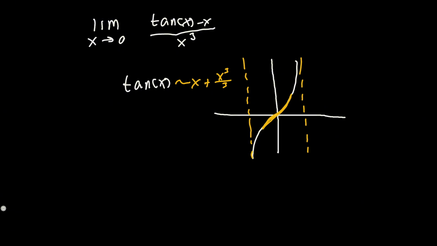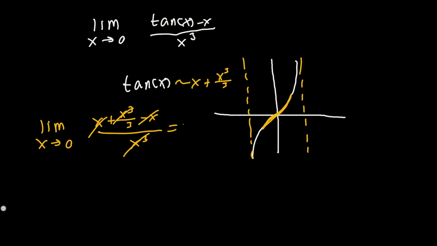So we can now just plug this in, because we're looking at small values of 0. We plug that into tangent, and we're going to get the limit as x approaches 0 of x plus x cubed over 3 minus x over x cubed. So the x's are going to cancel out, and the x cubed will as well, just leaving 1/3. So that means that our original limit is equal to 1/3.